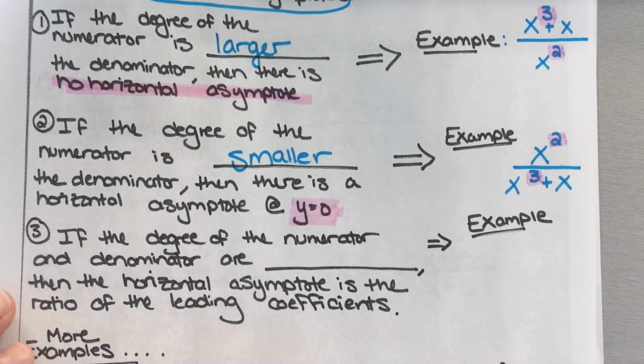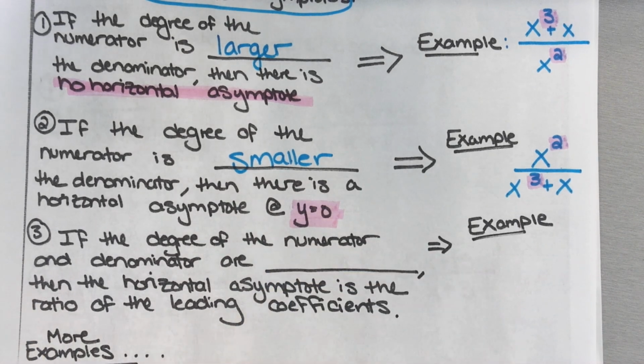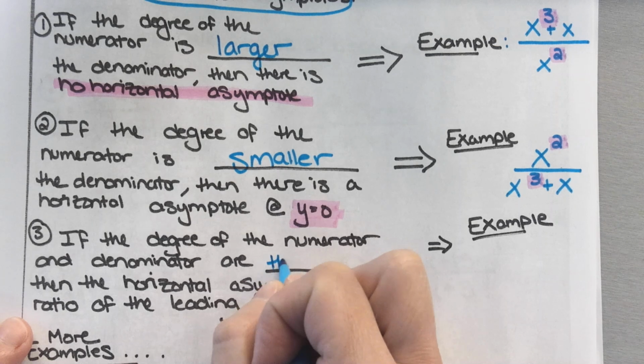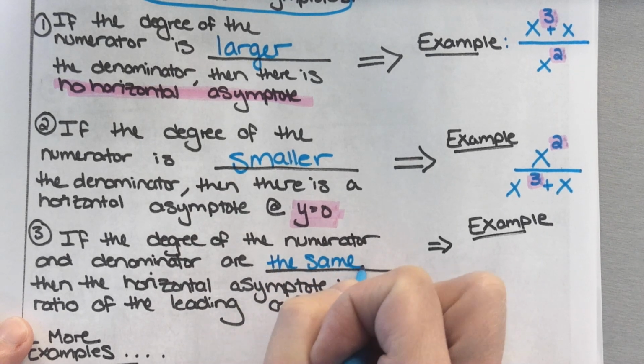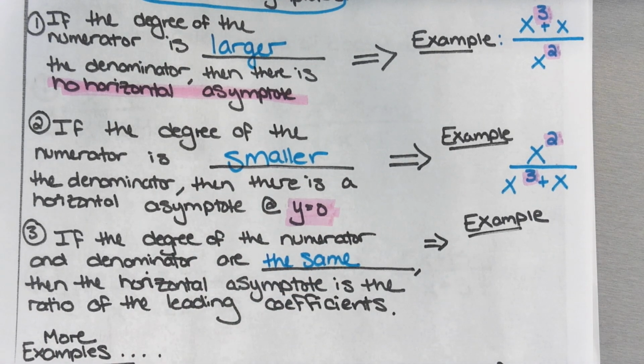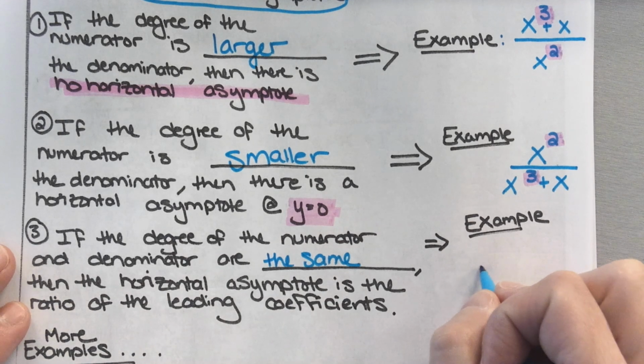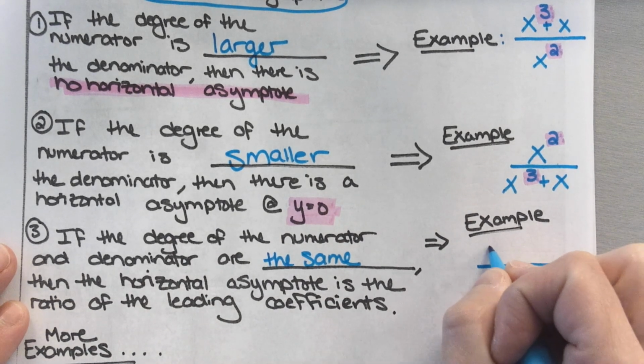These are y equals, like yesterday where x equals was for the vertical asymptote. If the degree of the numerator and the denominator are, what's the only thing we haven't talked about? What's the third option? One can be bigger than the other, or what else could they be? The same. If the degree of the numerator and denominator are the same, then the asymptote is the ratio of the leading coefficients, which sounds like a crazy statement, so I'm going to explain what that means.